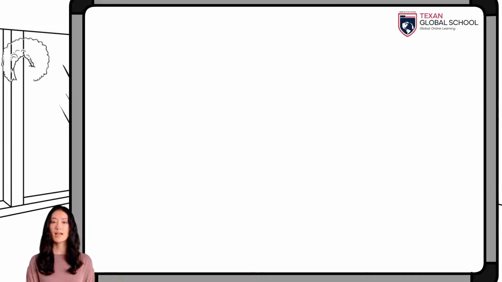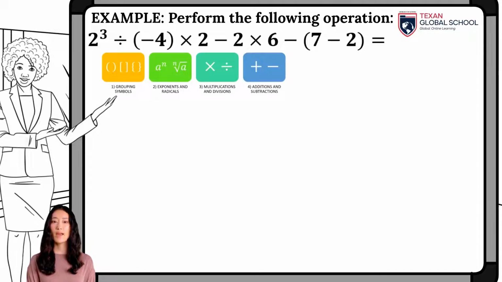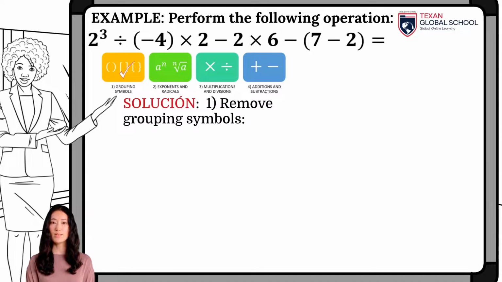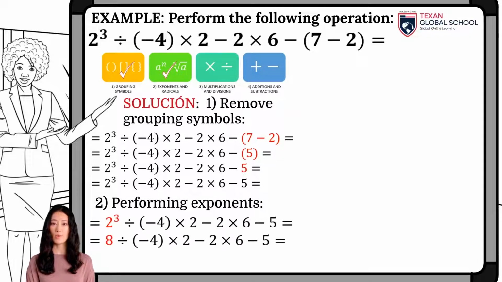In the following example, we will start by removing grouping symbols. From left to right, the first grouping symbol only encloses the whole number negative 4, so we will leave it momentarily. So we will move on to the next grouping symbol. We will perform the operation inside the parentheses. So, 7 minus 2 is 5. By the negative sign, results in negative 5. Following the process, we will perform exponents. We have that 2 cubed is 8.